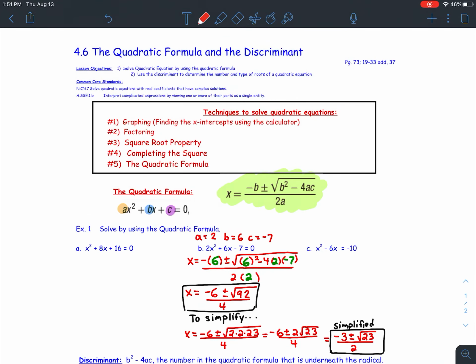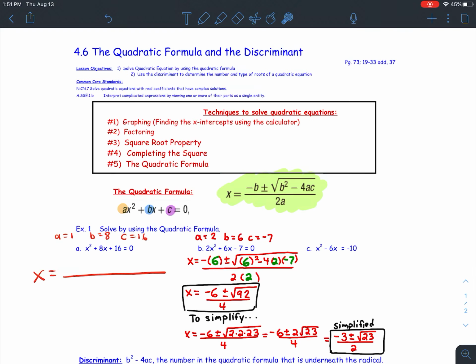So let's go ahead and take a look at a couple of these problems here. I think the key is you've got to make sure that you properly identify the value of A, the value of B, and the value of C, because those are all used in the quadratic formula. Okay, so in this particular problem, and things have to be in descending order, the A value would be a 1, the B value would be an 8, and the C value would be a 16.